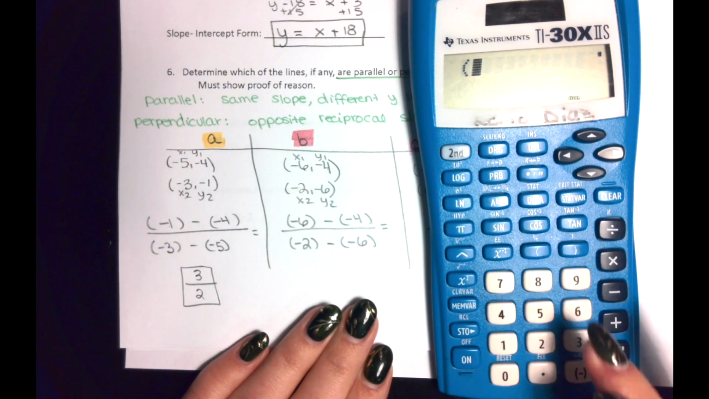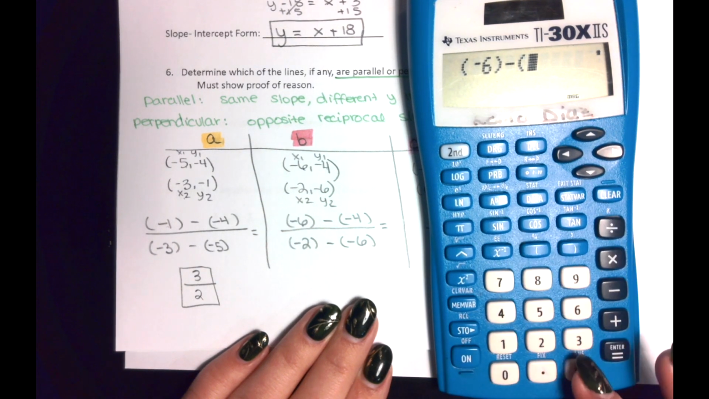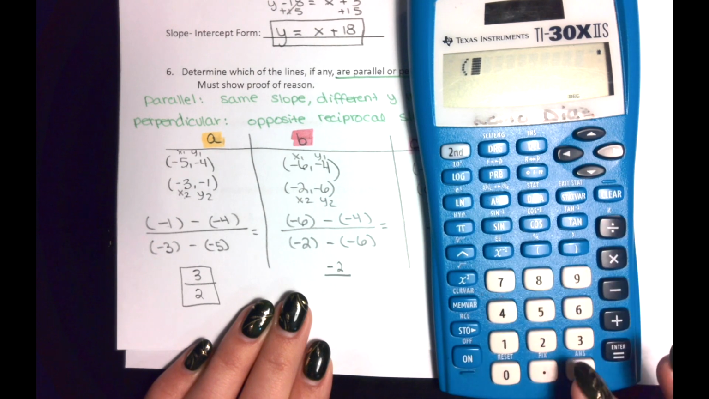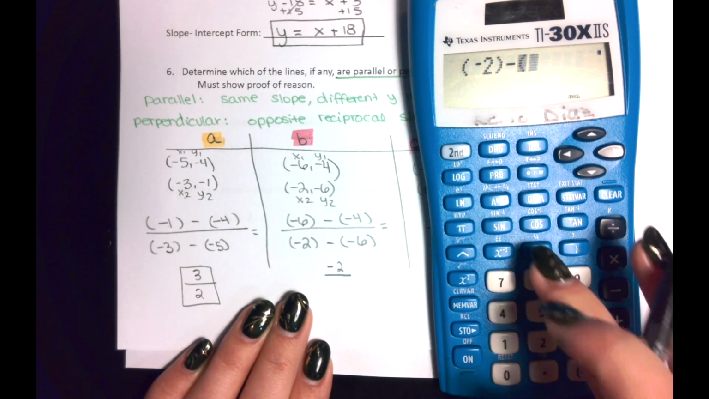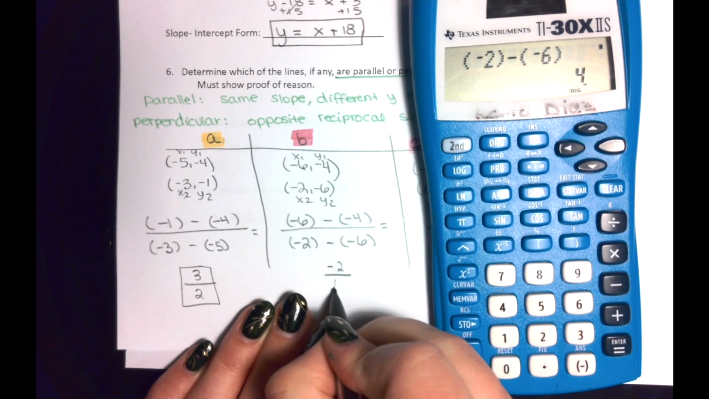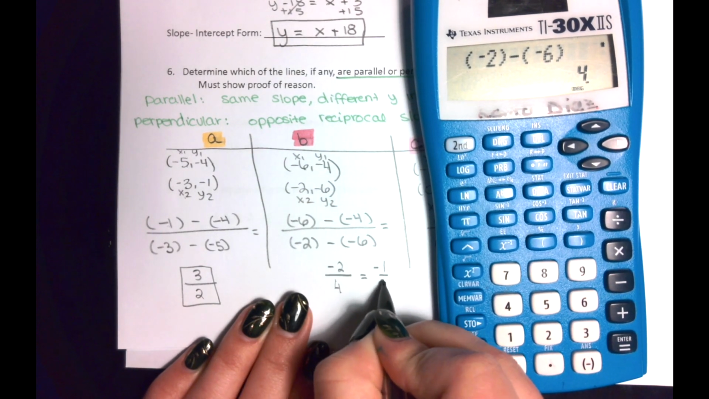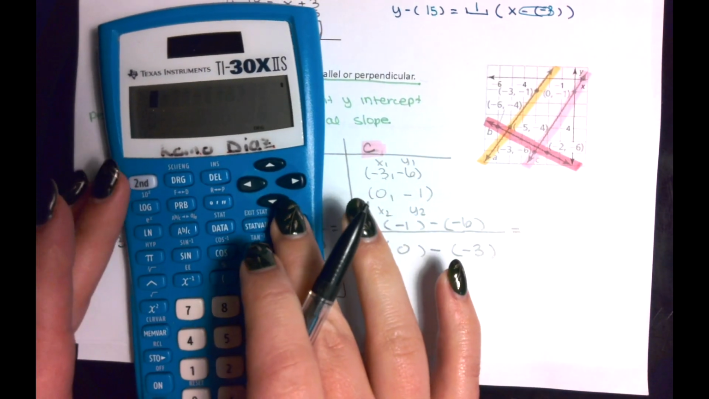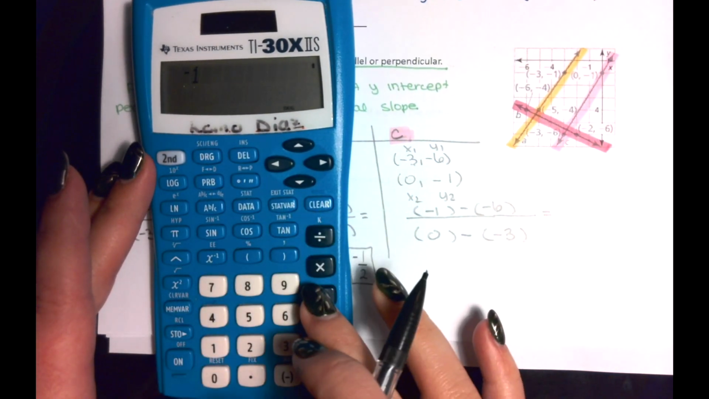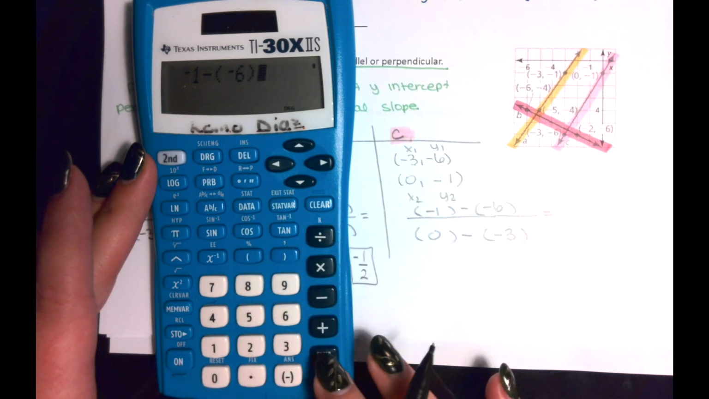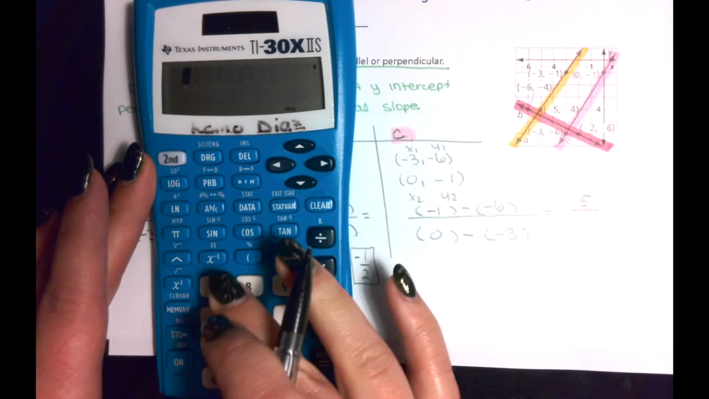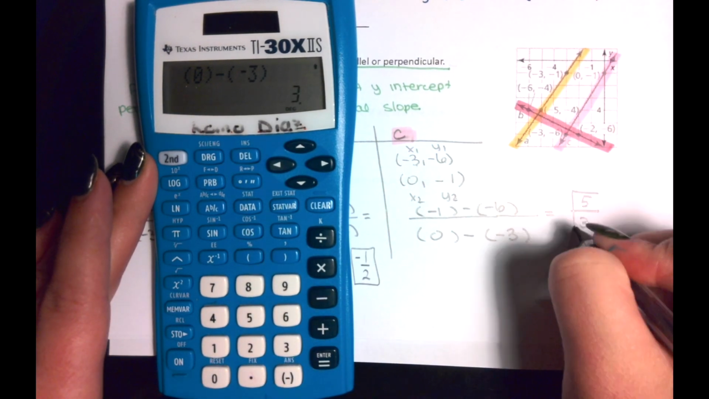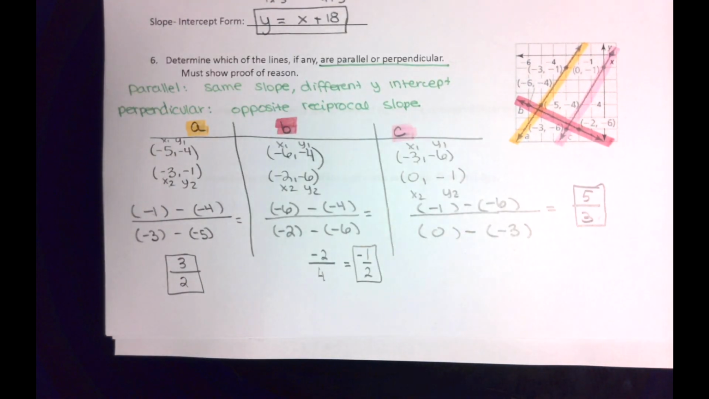Next, we have a negative 6 minus a negative 4. That's negative 2. Negative 2 minus a negative 6, that's a 4. Again, simplify if we can. So negative 1/2 is our slope here. And then the last one, negative 1 minus a negative 6. That's a 5. 0 minus a negative 3, and that's a 3. And then you can always double check your slopes by counting.